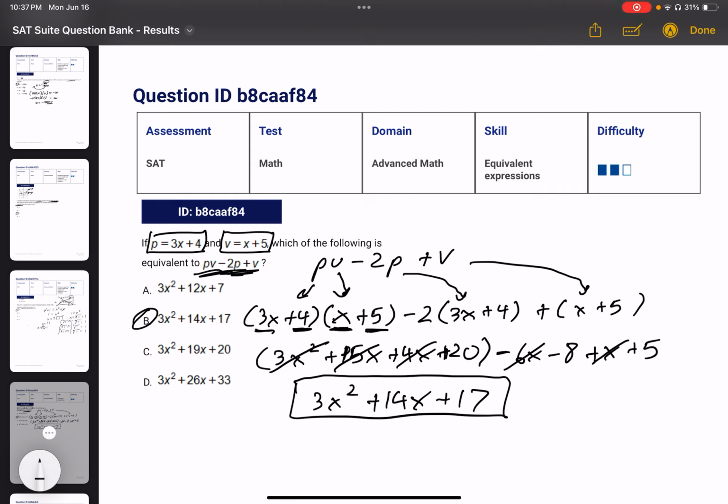And yeah, that's pretty much it. Those were the 5 problems we tackled today.